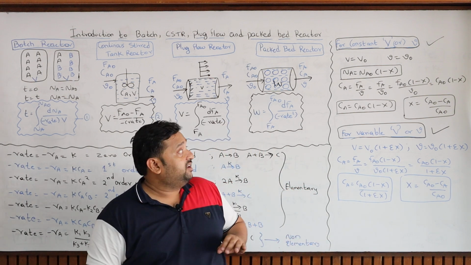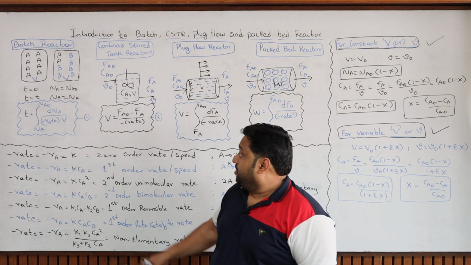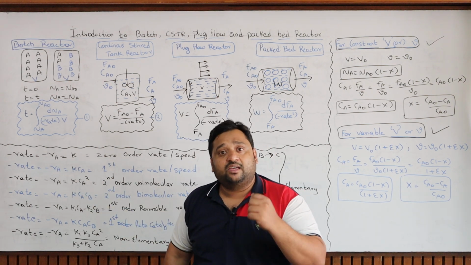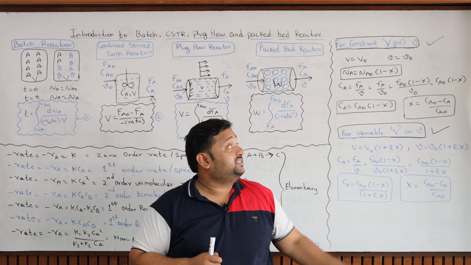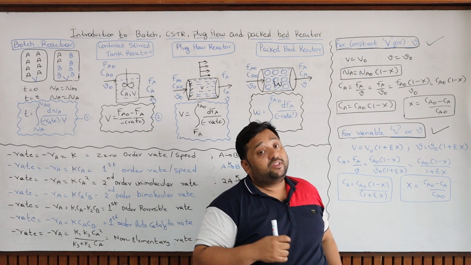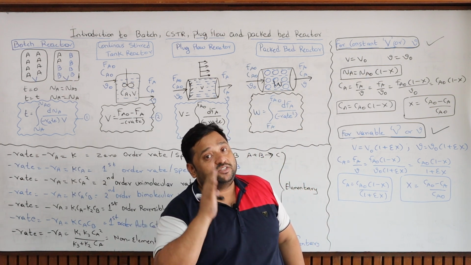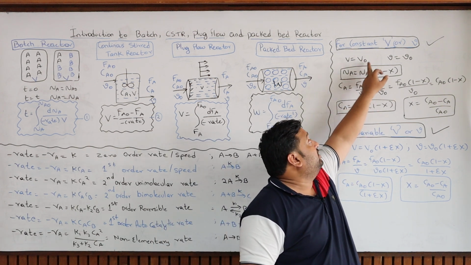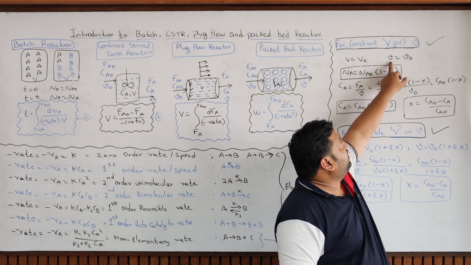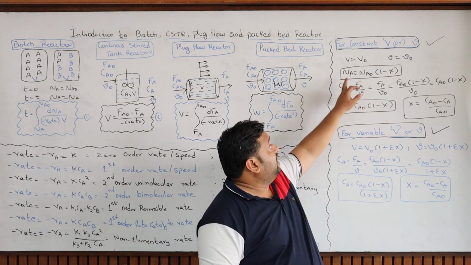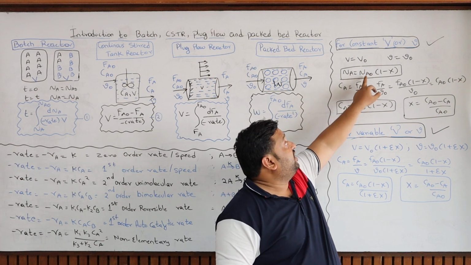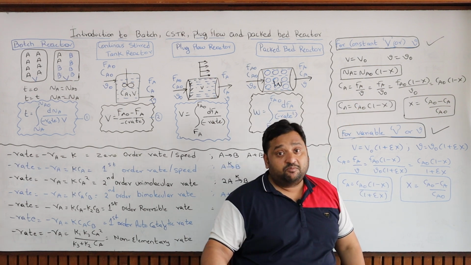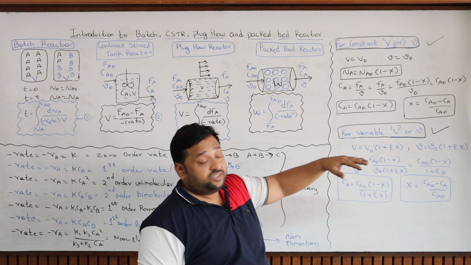Those extra expressions are needed because rate is nothing but, for example in first order, K CA. Then what is CA? CA comes from here. For constant volume or volumetric flow rate, what is going to happen? Final volume is equal to initial volume, and final volumetric flow rate is equal to initial volumetric flow rate. From the stoichiometry, you know NA is NA0 into 1 minus X, where X is the conversion.